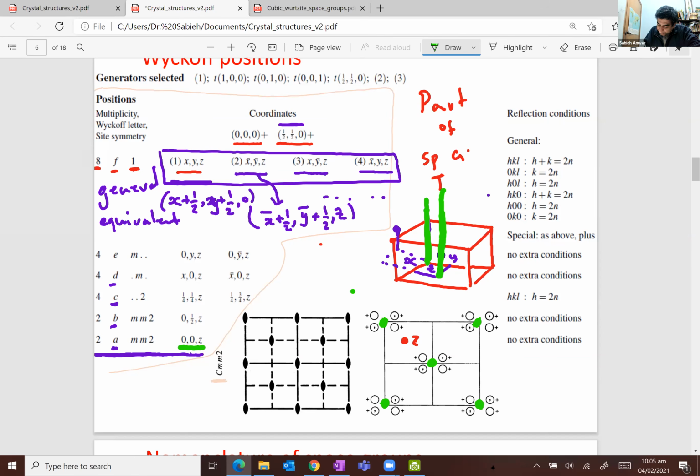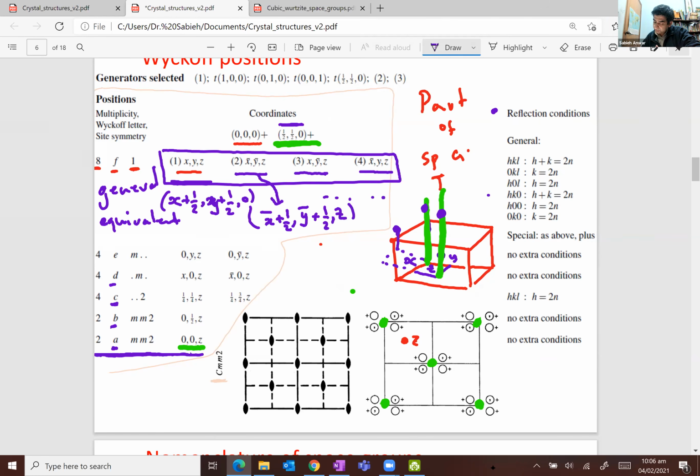And there are two such locations, one at 0, 0, z, and the other obtained by adding the coordinates half, half, 0, which means the center of the base, an axis protruding from the center of the base. So if I have an atom here, I also need to have an atom. An atom placed here will have a corresponding atom placed here.